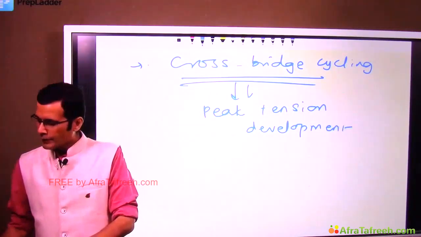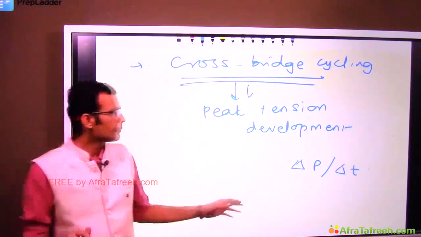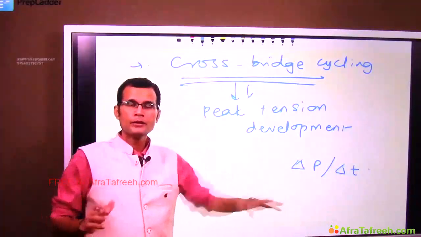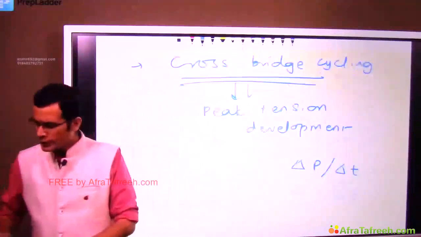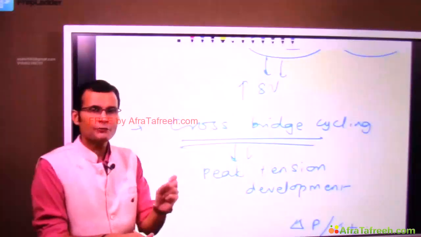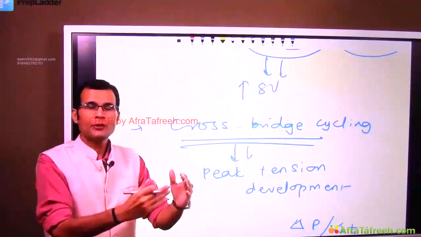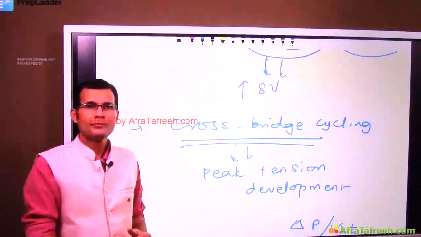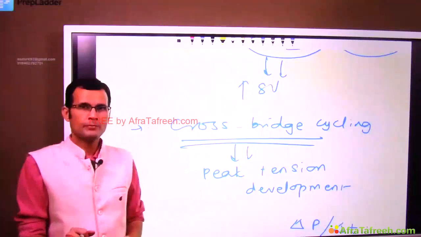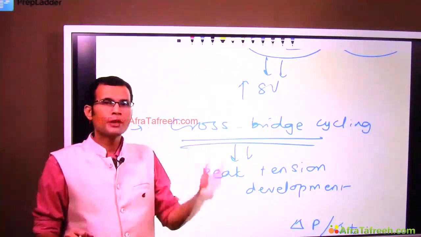It has been described as delta P by delta T. That means change in the pressure per amount of time that the contraction happens. What I'm trying to say is, even with less duration of systole, the peak tension developed during systole will be higher. Means a stronger contraction will be produced in lesser time. And that means more blood can be ejected out. Stroke volume can be higher.